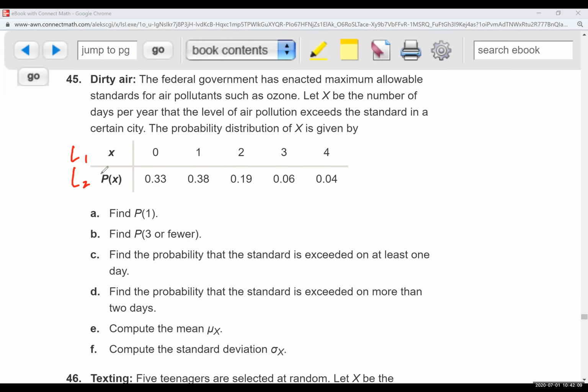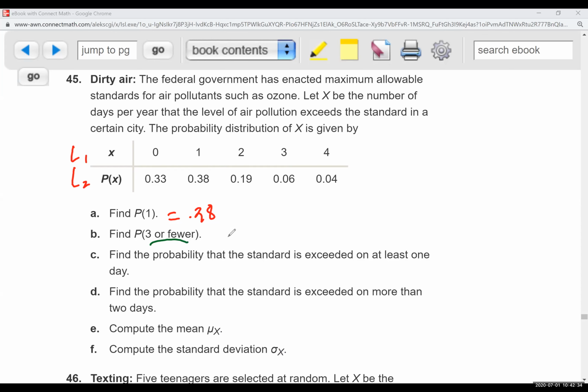All right, so let's answer first. Letter A. Probability of 1 is 0.38. P of 1 is 0.38. That's correct. Next is 3 or fewer.